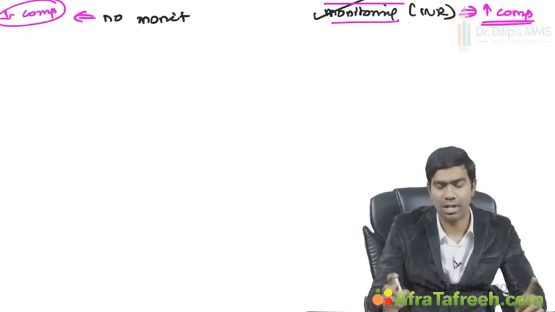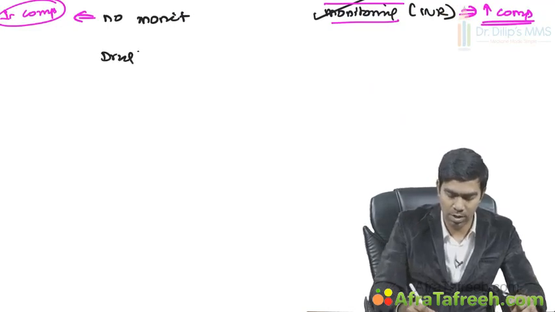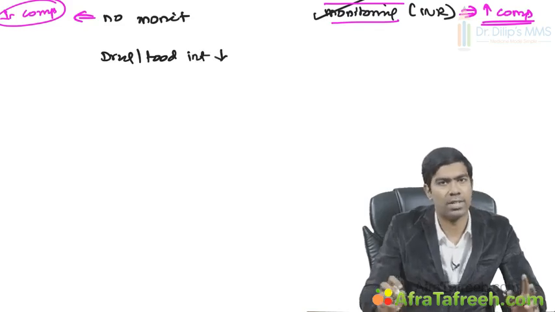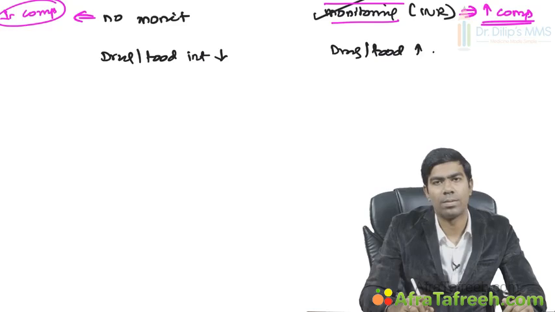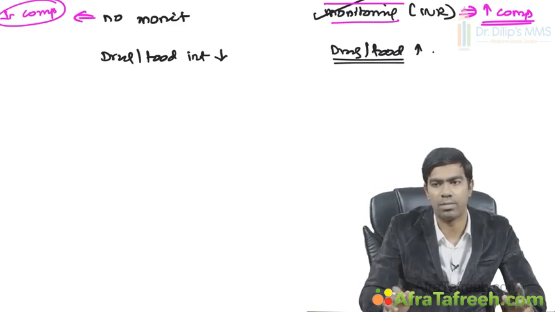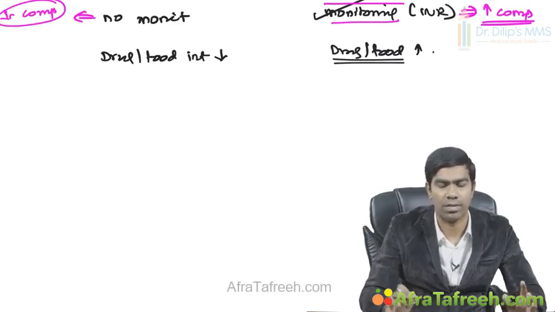Apart from that, drug and food interactions. Drug and food interactions are very, very few as far as NOACs are concerned, whereas drug and food interactions are very, very high in the case of warfarin. So even a simple grapefruit juice can alter the kinetics of warfarin and you might even lower the levels of warfarin. So be very careful.